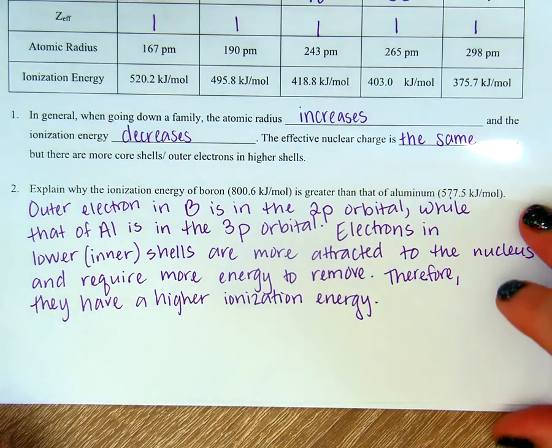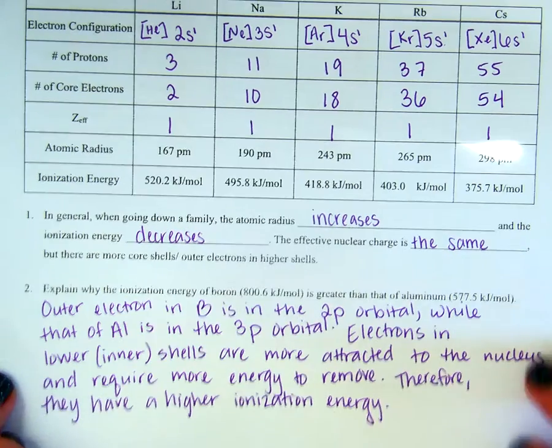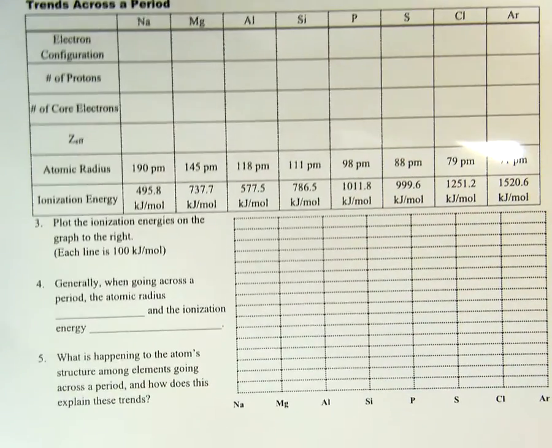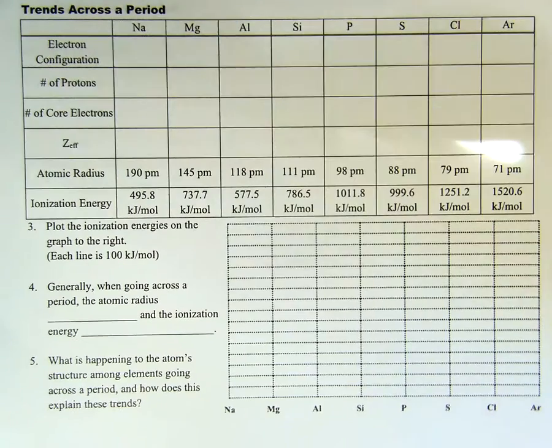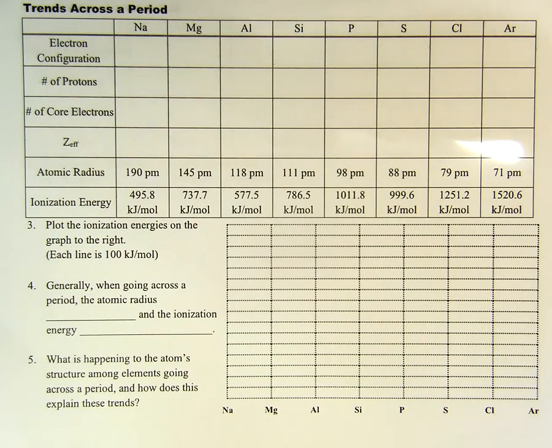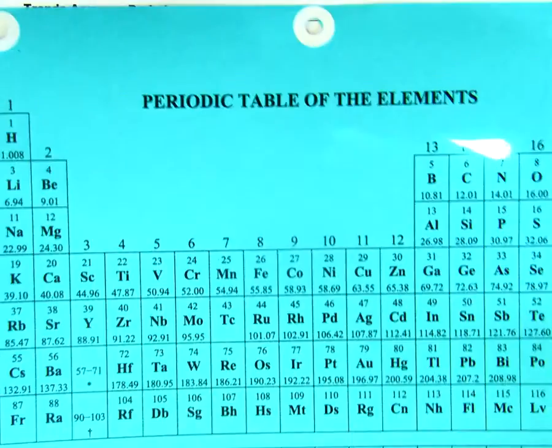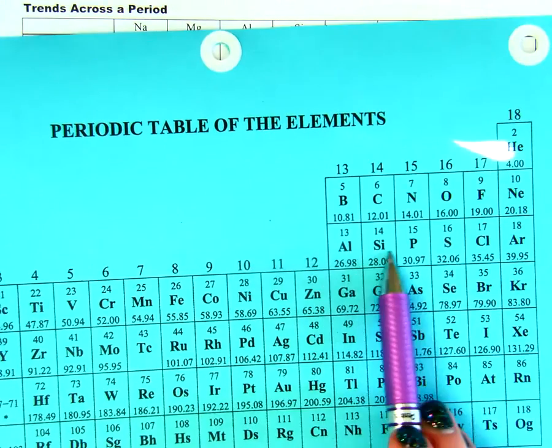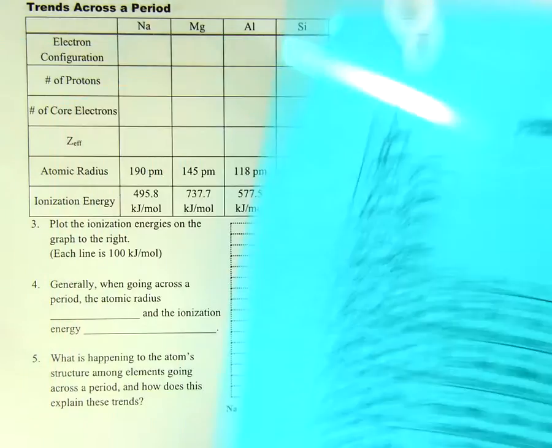Okay, so that's trends down a family. Let's go ahead now and start taking a look at trends across a period. So for this example, we're going to be looking at trends going from sodium to argon. If we look at that on our periodic table, we can see that's period 3 going from sodium all the way across to argon in the third period of the periodic table.